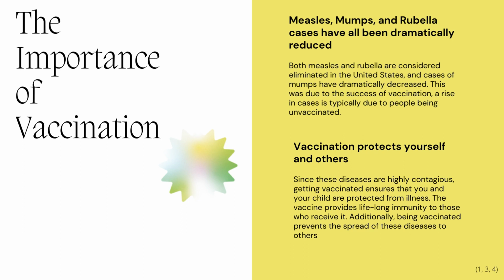Now, it's time to focus on why vaccination is important. The number of measles, mumps, and rubella cases have all been dramatically reduced. Both measles and rubella are considered eliminated in the United States, and the cases of mumps have been dramatically decreased. This was due to the success of vaccination, and a rise in cases is typically due to people not being vaccinated.